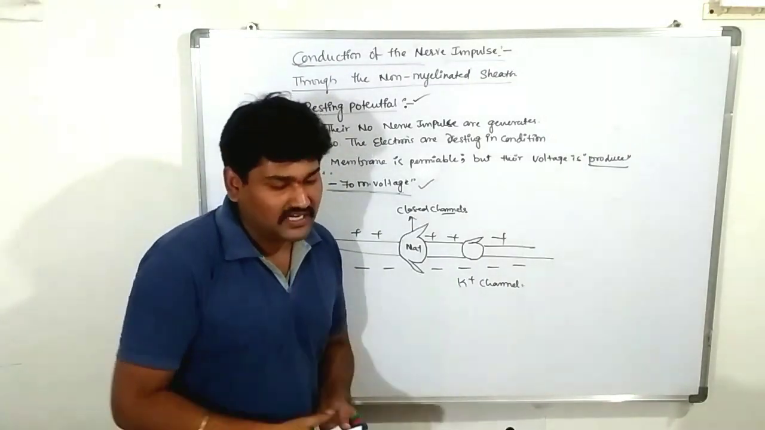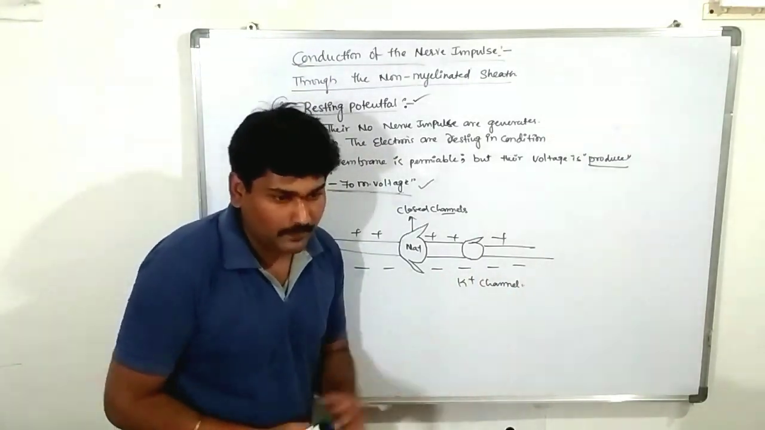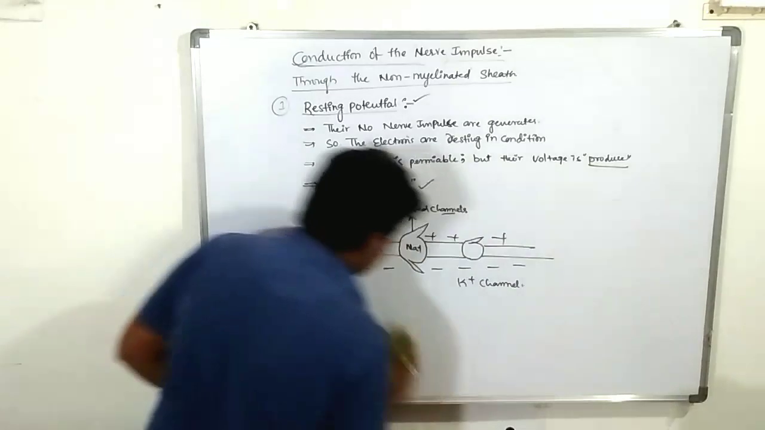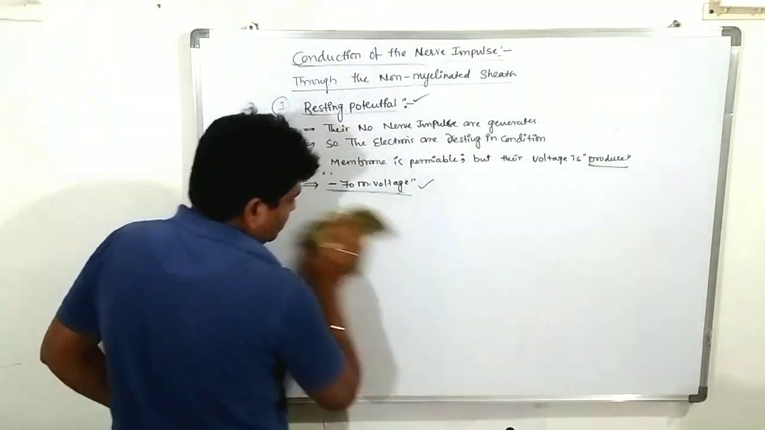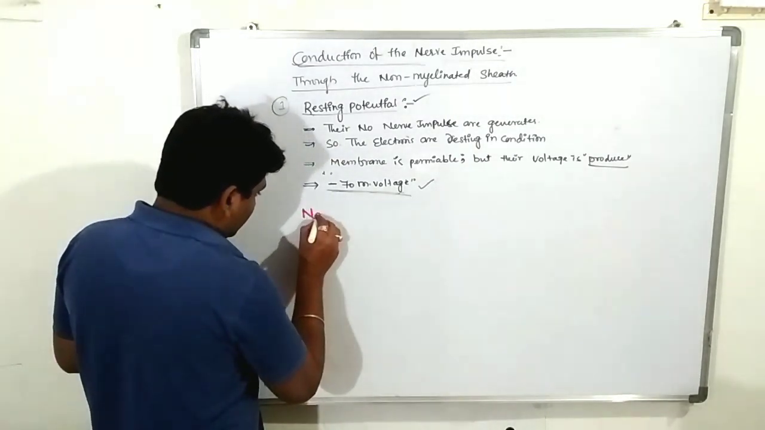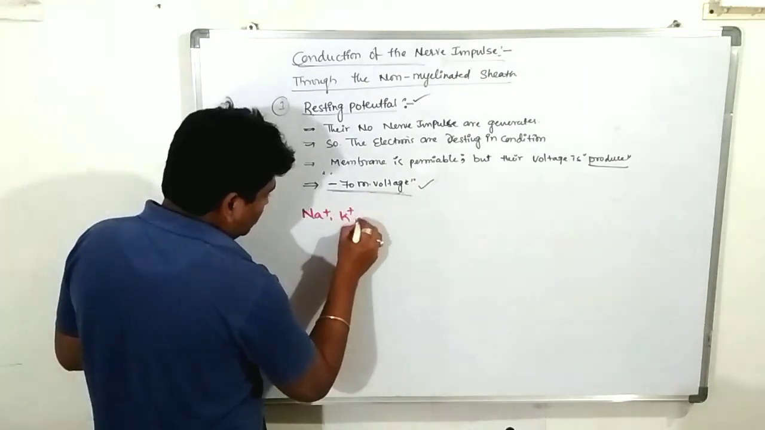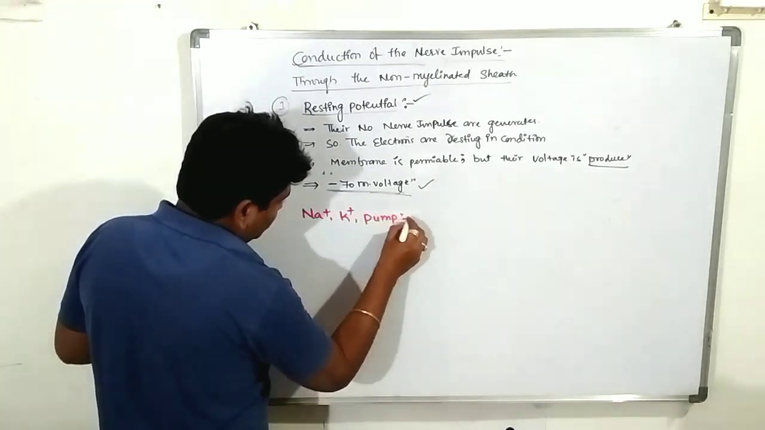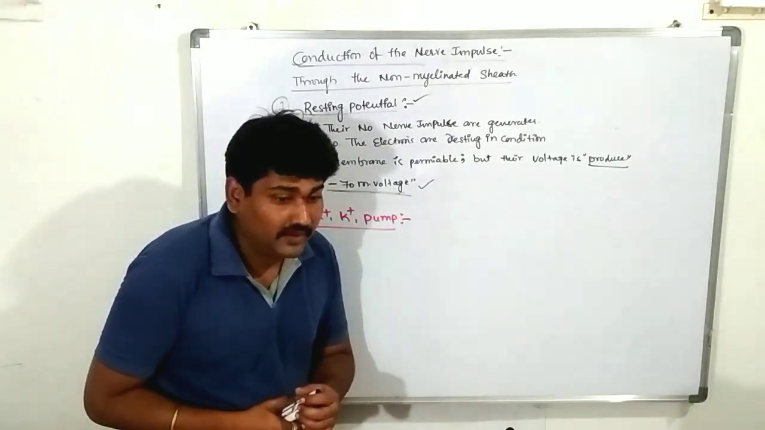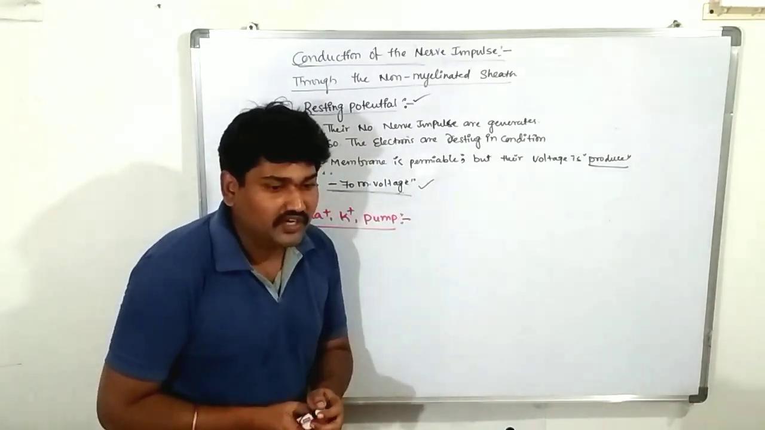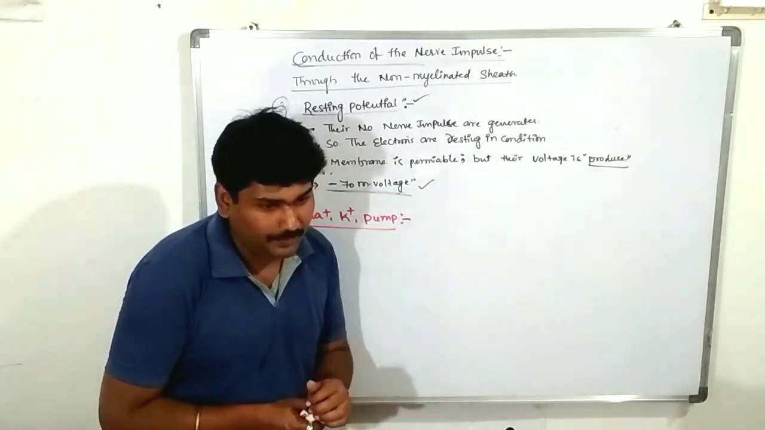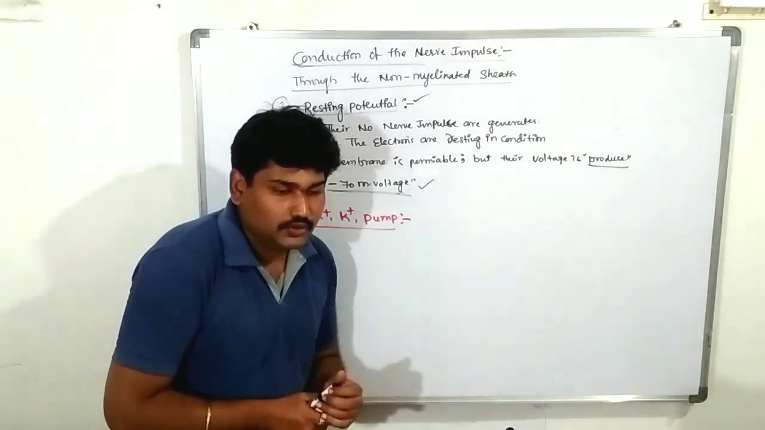Next one, the sodium potassium pump. What is the sodium potassium pump? Very, very important. The sodium and potassium ions are exchanged between the axoplasm and the neuromembrane. That pump is called the sodium potassium pump.